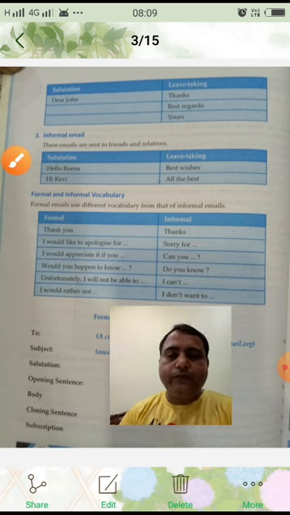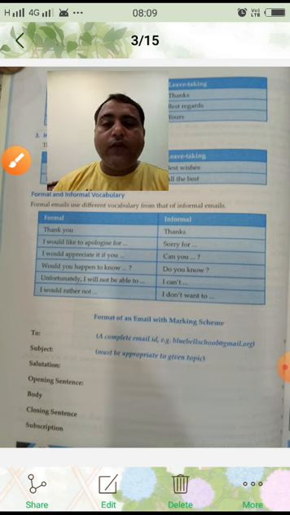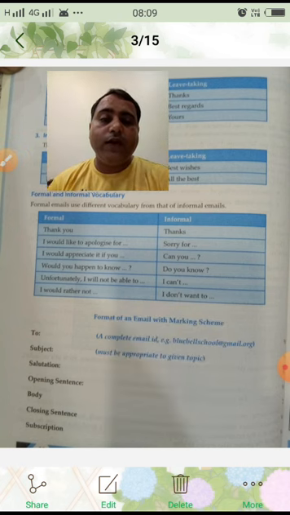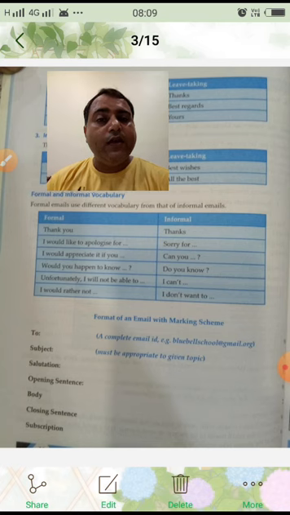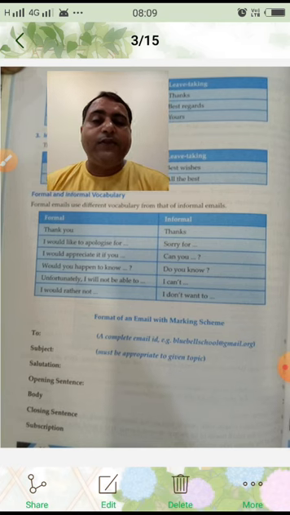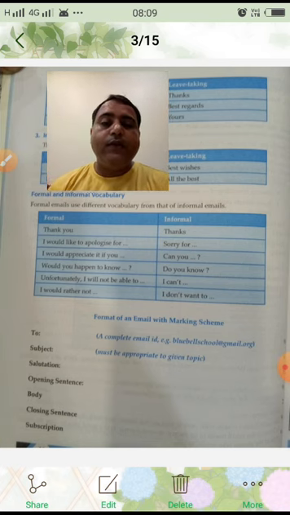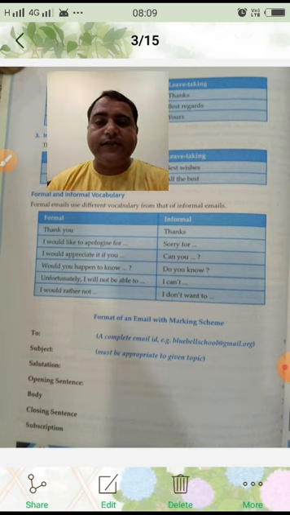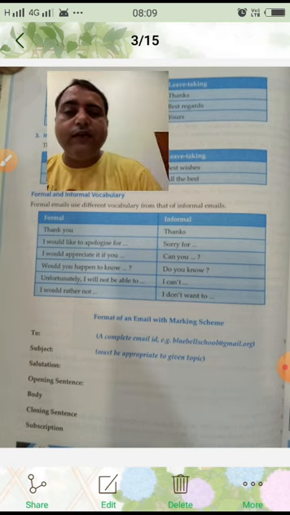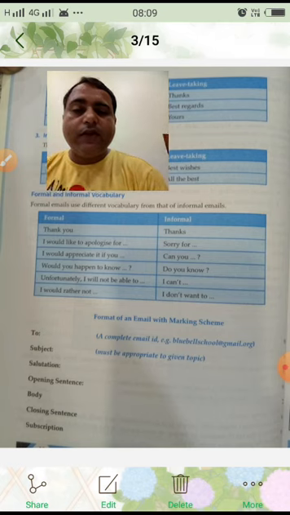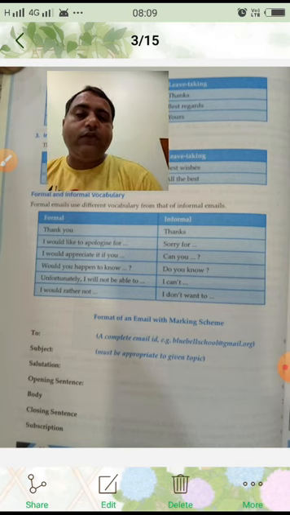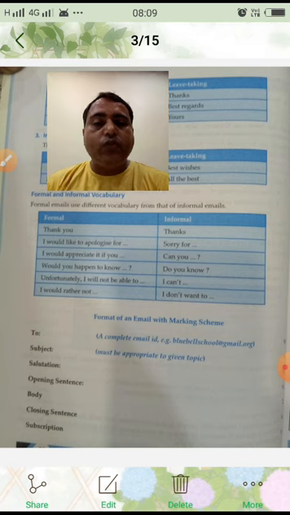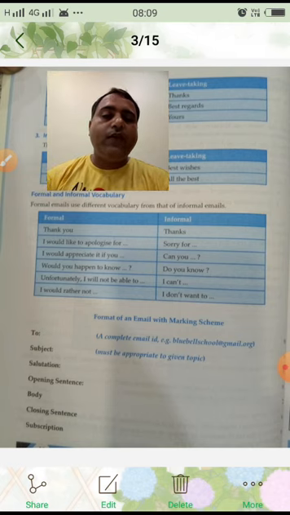Then after this, what is given now is the format of an email with marking scheme. Now a very important part is the format of writing an email in ICSE. As we have learned just now, at first what you have to write is "To." Okay, now "To" will take a complete email ID.